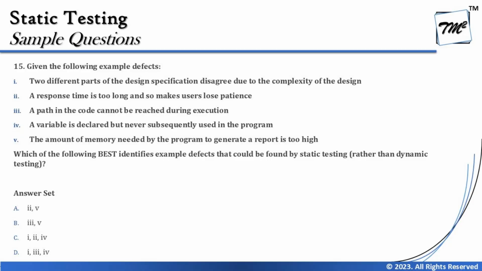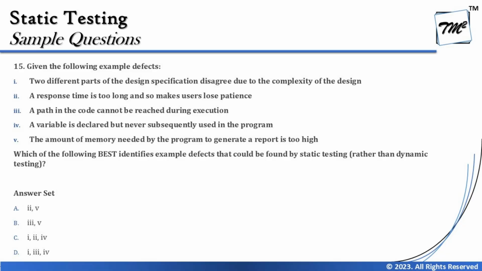Let's go to two. Two says a response time is too long and so makes users lose patience. Response time is something which can only be measured when you run the product. It's not statically measurable, because response time is a measure of the time taken to respond to a particular query, and until you execute it, you cannot measure that. So two is a dynamic defect.